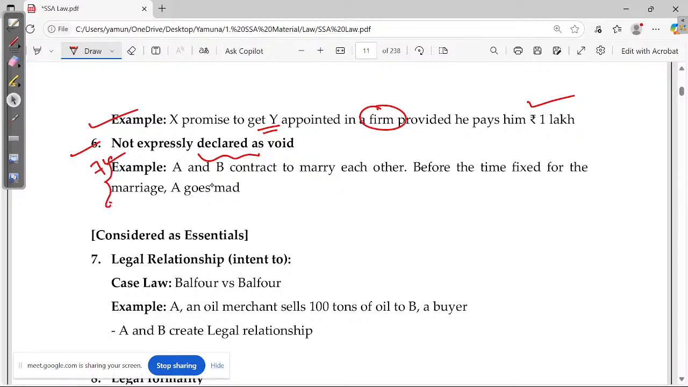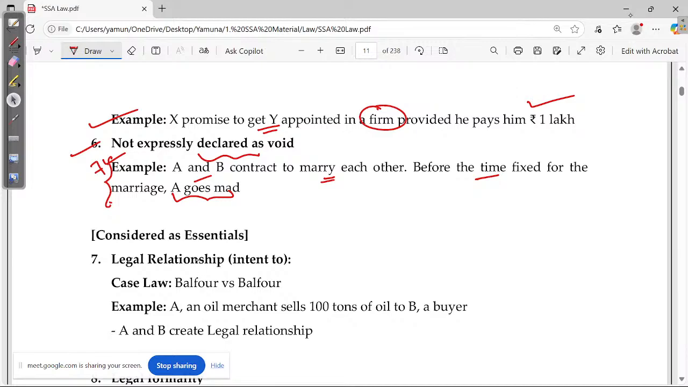It's again a beautiful example. A and B contract to marry each other. A contract to marry each other, which is happening before the relationship comes as husband and wife, is a valid contract. If it is happening during the relationship as husband and wife, we cannot say it's a valid contract because there is no legal relationship created. Before the time fixed for the marriage, A goes bad. So what happens? No contract. It's not only during the time of entering, during the time of execution also you have to check.